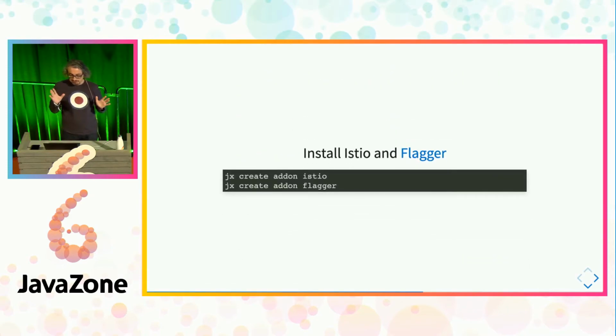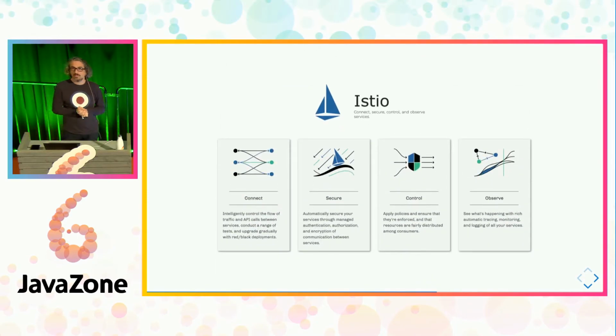For that, if you have Jenkins X running, you only have to install two add-ons. Jenkins X has this concept of add-ons that are new services that run on your Kubernetes cluster. So you just have to install Istio and Flagger. Istio, anybody heard about Istio? Yes, everybody, almost, well, half of the people.